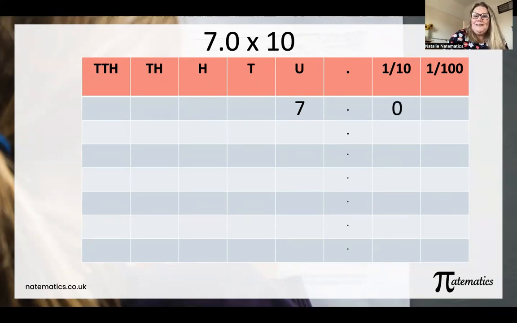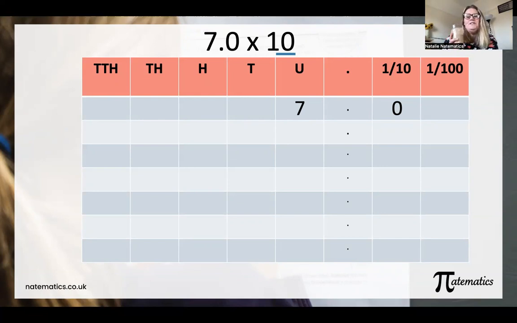So 7.0, I'm going to put it in like that. And then, well, if we're multiplying by 10, what does that become? And I'm sure most of you will say, well, it's 70, Natalie. Yeah, it is. But what is the method that we're using? And that method is really, really important because there may be some numbers, one that you're going to see on the next slide, that if you just add a 0 to it, might not work. Bit of a clue.